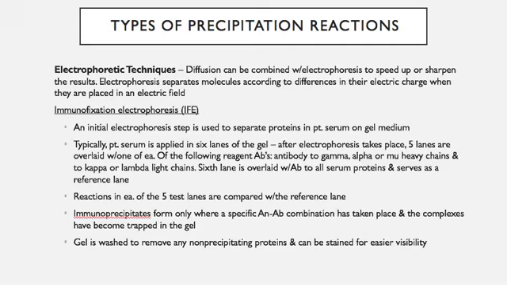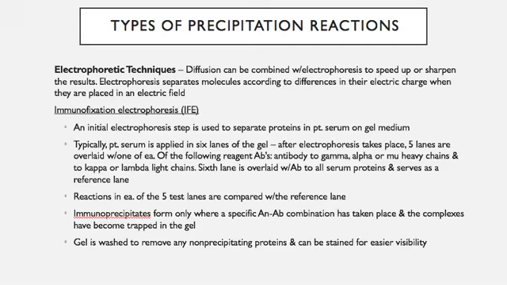So in immunofixation electrophoresis, you've got that initial electrophoresis step that's used to separate the proteins in the patient's serum in a gel medium. And typically, the patient's serum is going to be applied in 6 lanes of the gel. So after electrophoresis takes place, 5 lanes are overlaid with 1 of each of the following reagent antibodies. So you'll have antibody to gamma, alpha, or mu heavy chains, and then to kappa or lambda light chains.